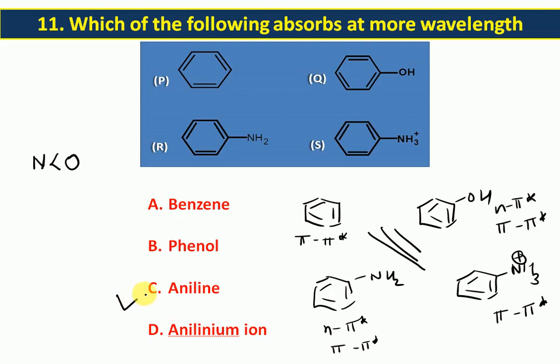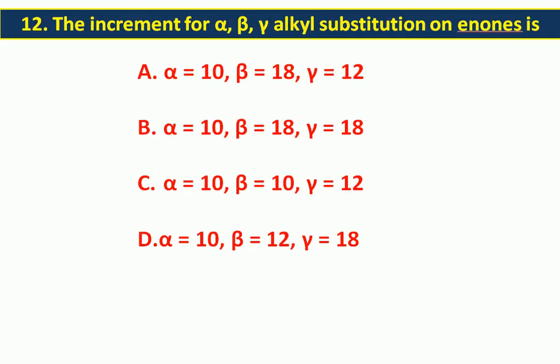Therefore, aniline will show more wavelength. It absorbs at more wavelength. C option is correct one. Let us go to the question number 12.